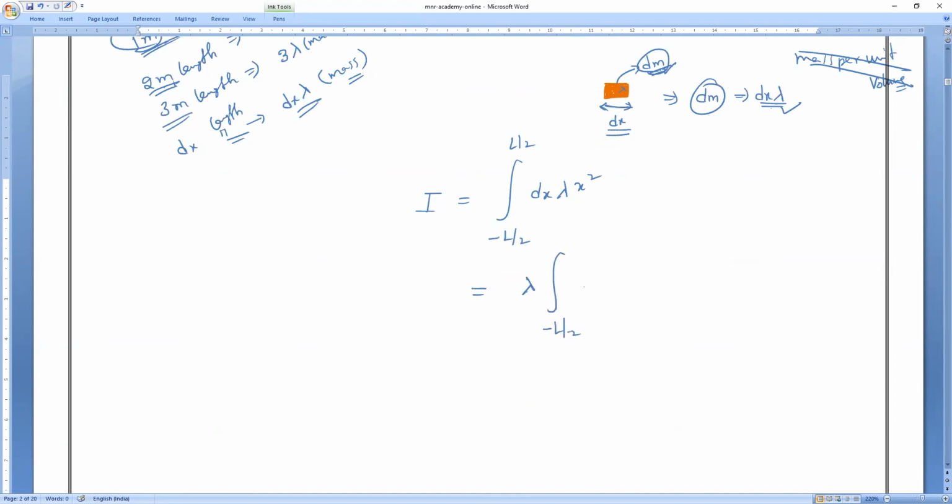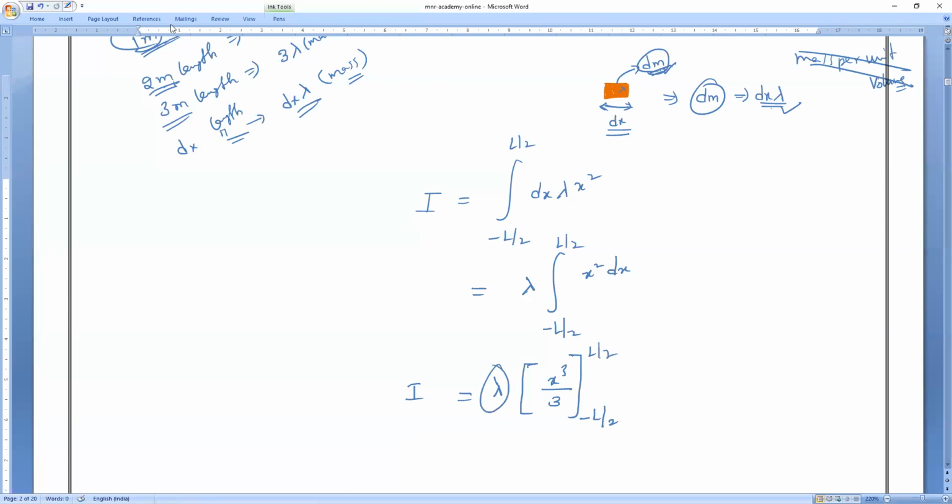So the limits are minus L by 2 to L by 2, and we have x square dx. So the moment of inertia is equal to lambda into the integration of x square. You all should tell me, the integration of x square, what is the formula? X cube by 3. Understanding? From limits minus L by 2 to L by 2.